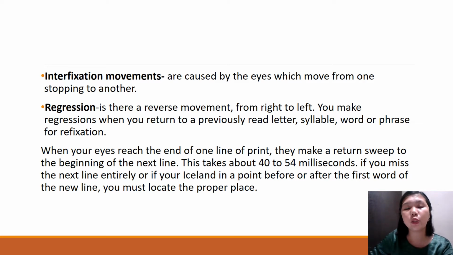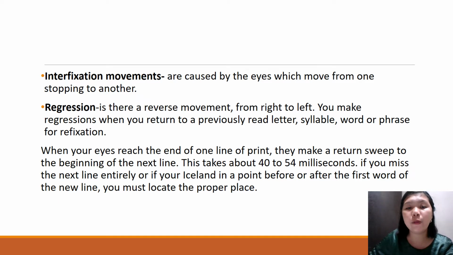Regression is a reverse movement from right to left. You make regressions when you return to a previously read letter, syllable, word, or phrase for refixation. When your eyes reach the end of one line of print, they make a return sweep to the beginning of the next line. This takes about 40 to 54 milliseconds. If you miss the next line entirely, or if you land at a point before or after the first word of the new line, you must locate the proper place.